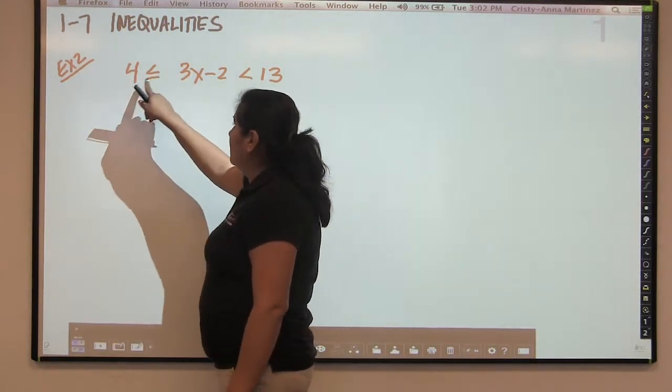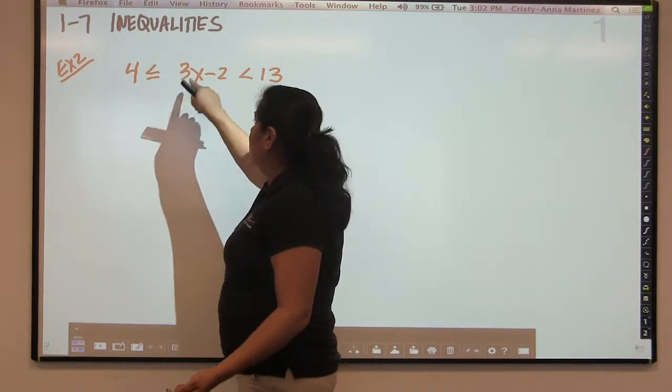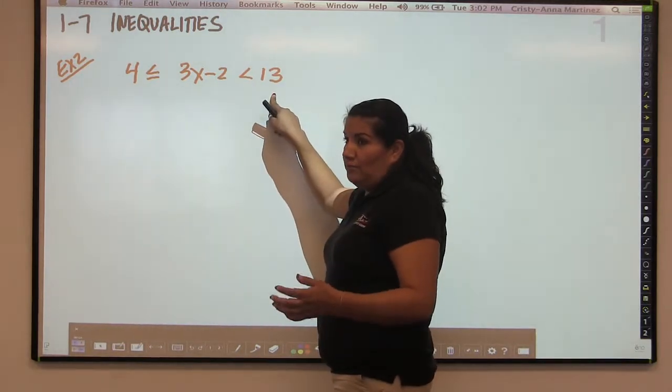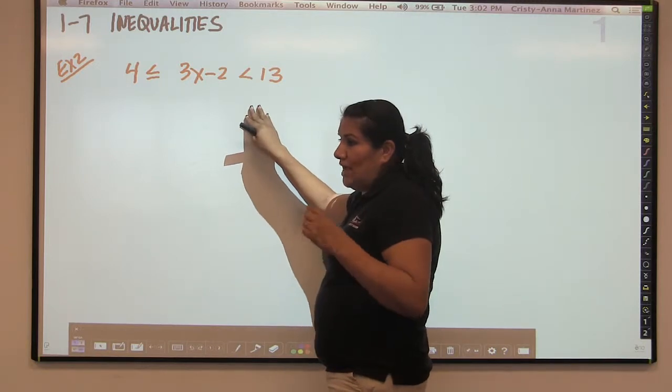It's saying that 4 is smaller than 3x minus 2, but it's also saying that in turn, 3x minus 2 is smaller than 13. This is called a sandwich. It is very important that you recognize that this only works if the transitive property applies.